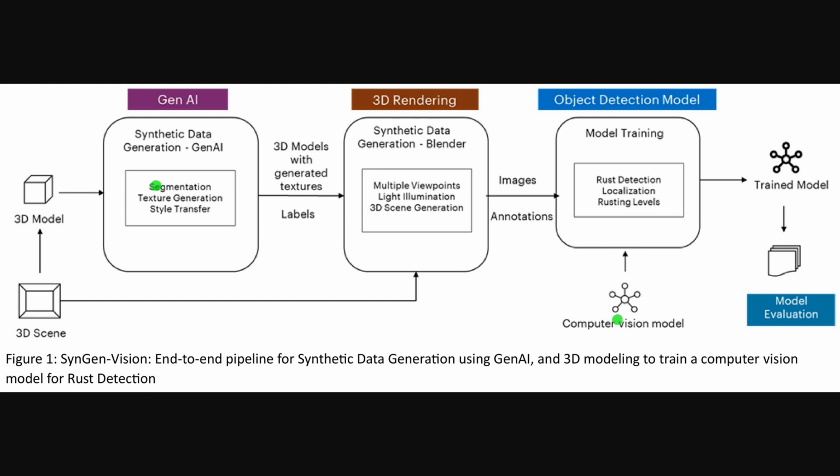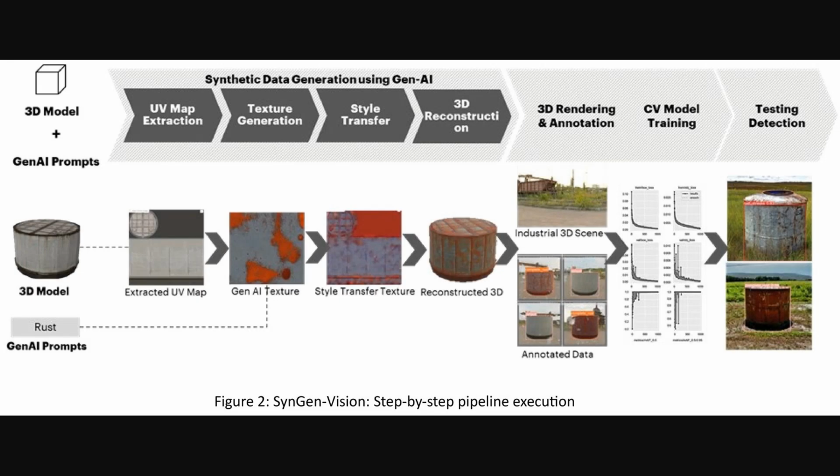Figure 1 presents the full pipeline, which starts with general AI generating rust textures and labels from prompts. The 3D rendering block in Blender then places textured models into varied scenes, so images and annotations reflect realistic views. The final object detection module trains on these outputs to learn rust detection, localization, and rusting levels, producing a deployable model.